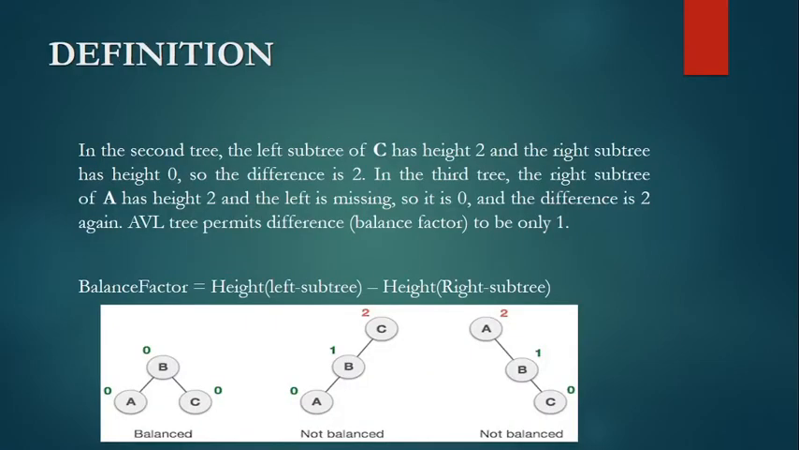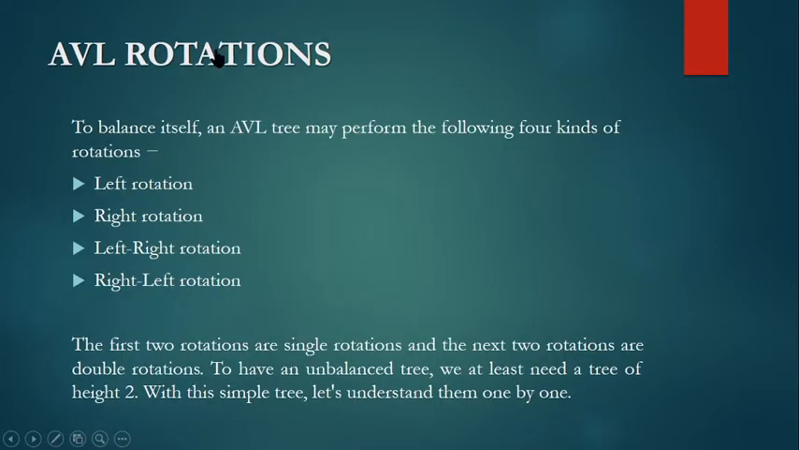Before that, how do we make this rotation? Here I am talking about a not balanced tree structure. If we have a not balanced tree structure, what do we have to do? We have to make some rotations. That is what we are going to see. We learn about AVL rotation. There are 4 categories: left rotation, right rotation, left-right rotation, and right-left rotation. Left and right rotations are single rotations, whereas left-right and right-left are double rotations. The first 2 rotations are single rotations and the next 2 are double rotations.